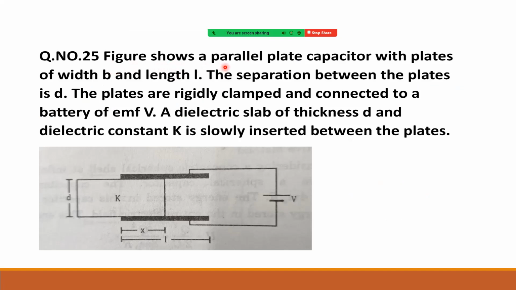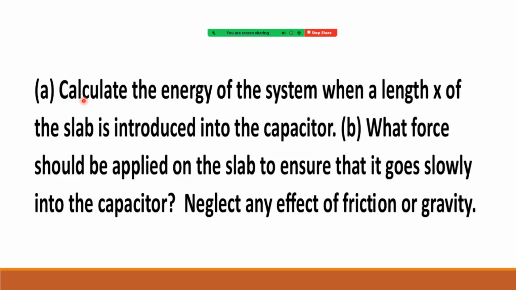Figure shows a parallel plate capacitor with the plates of width B and length L. The separation between the plates is D. The plates are rigidly clamped and connected to a battery of EMF V. A dielectric slab of thickness D and dielectric constant K is slowly inserted between the plates. Calculate the energy of the system when a length x of the slab is introduced into the capacitor.